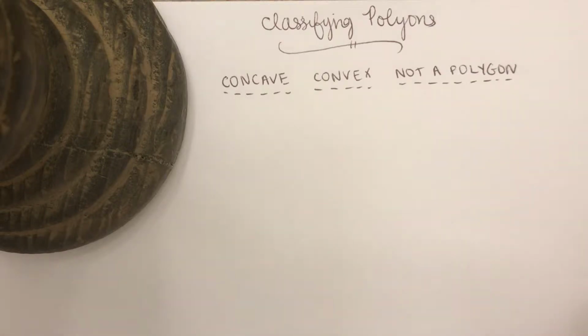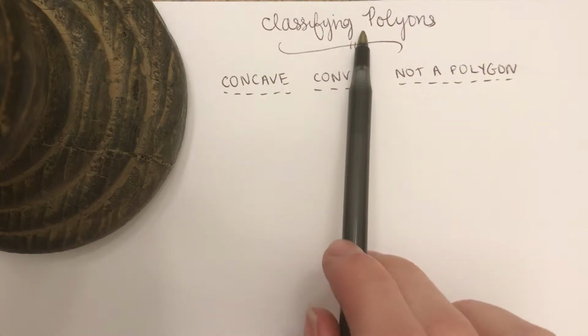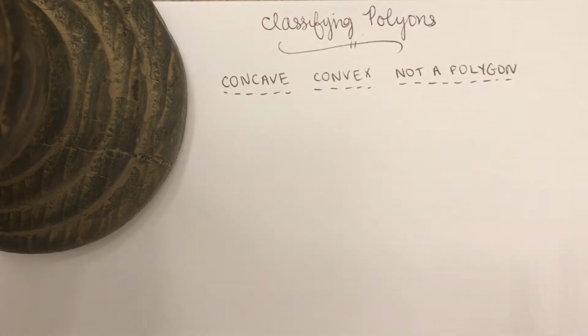I can distinguish between concave, convex polygons and shapes that are not polygons. All right, so the first thing I want you to understand is that concave and convex are both types of polygons, and then we're going to look at shapes that are not polygons.